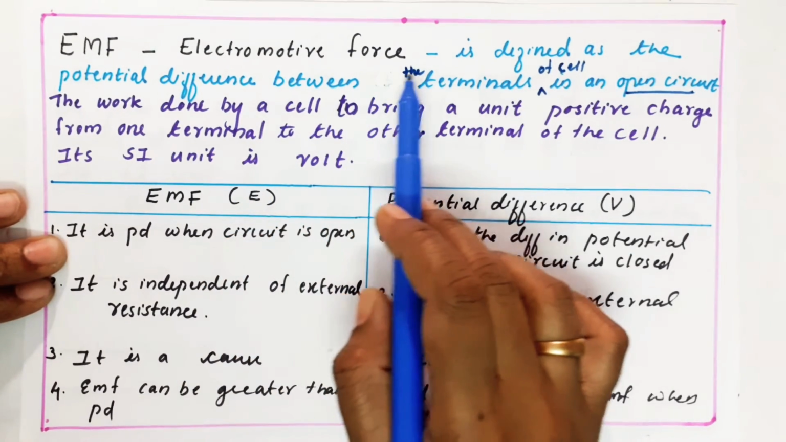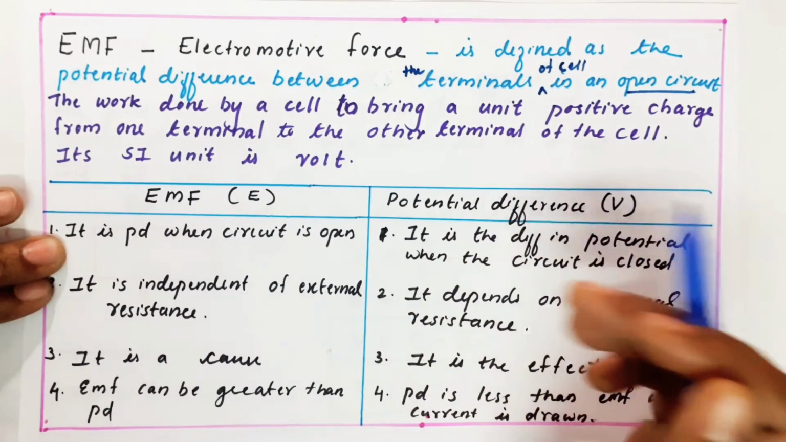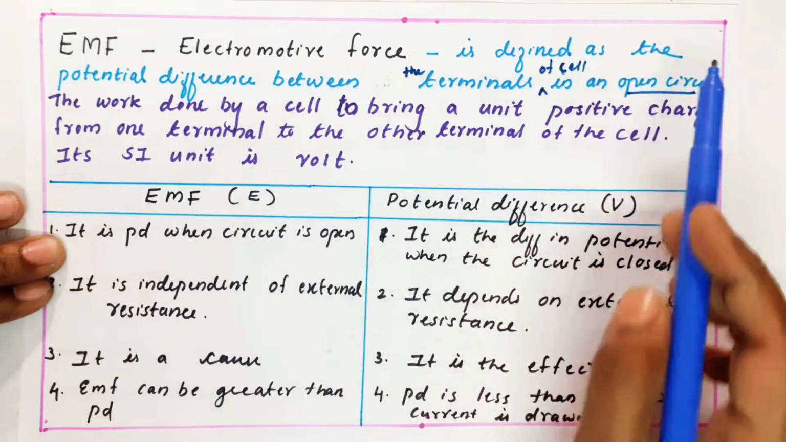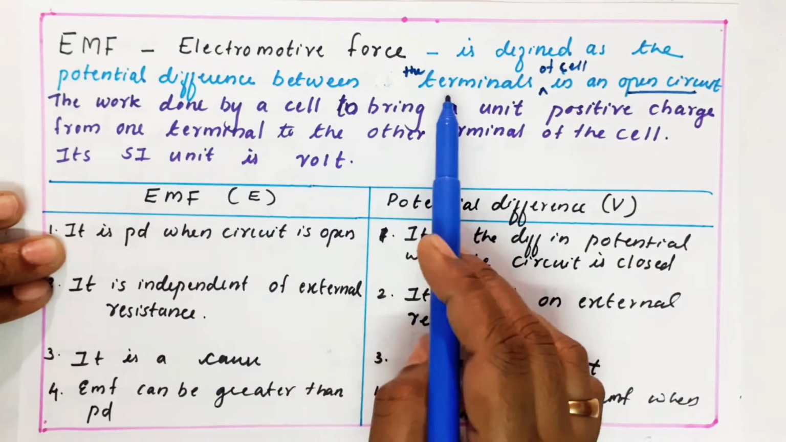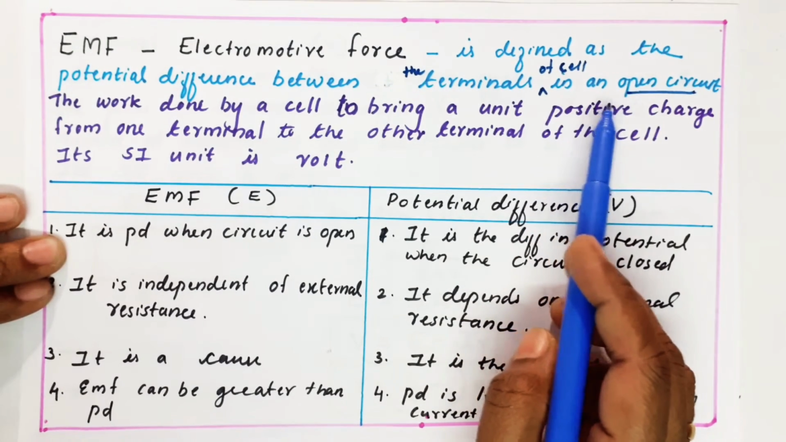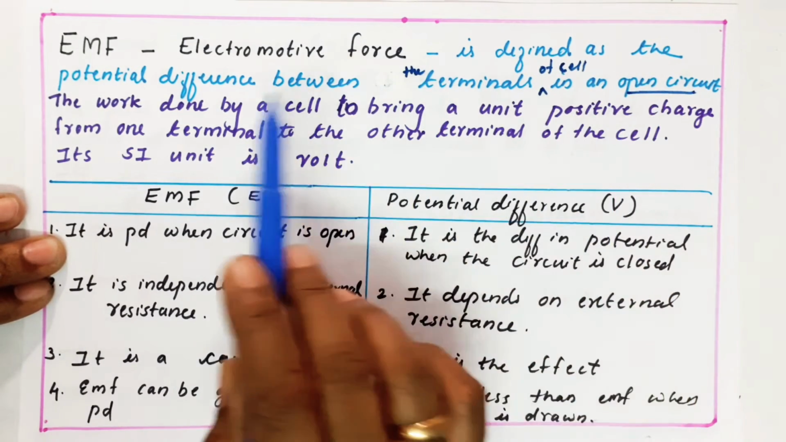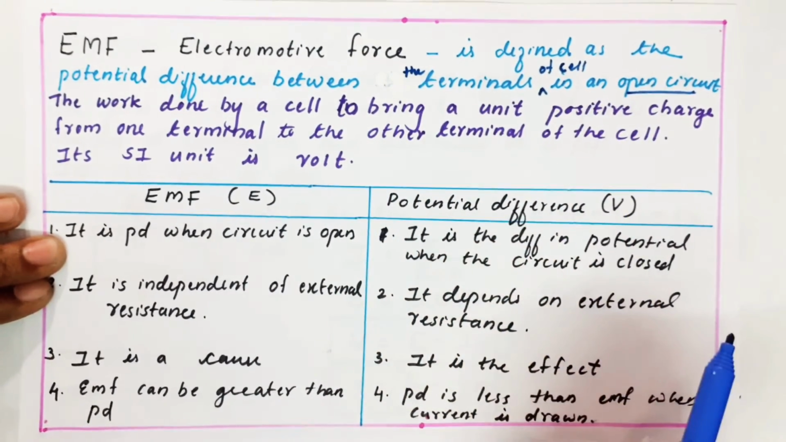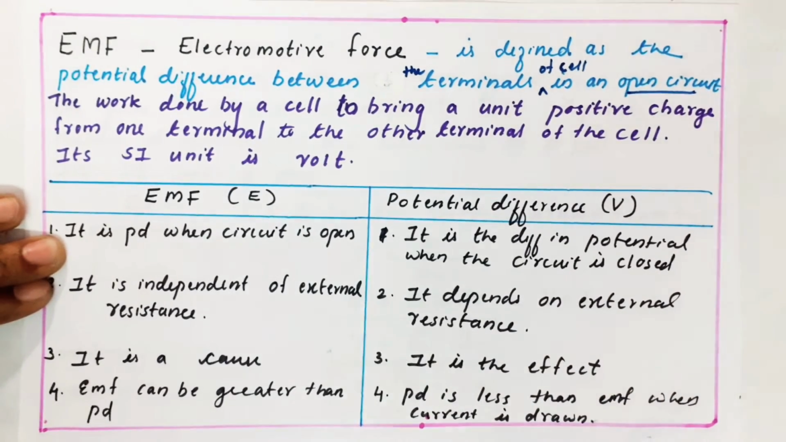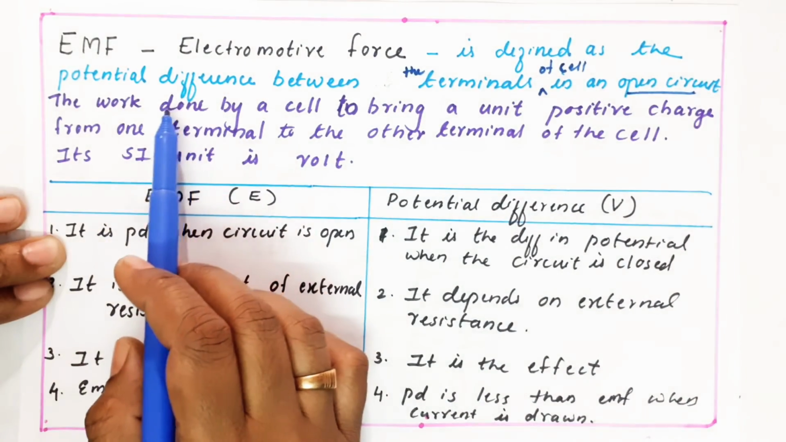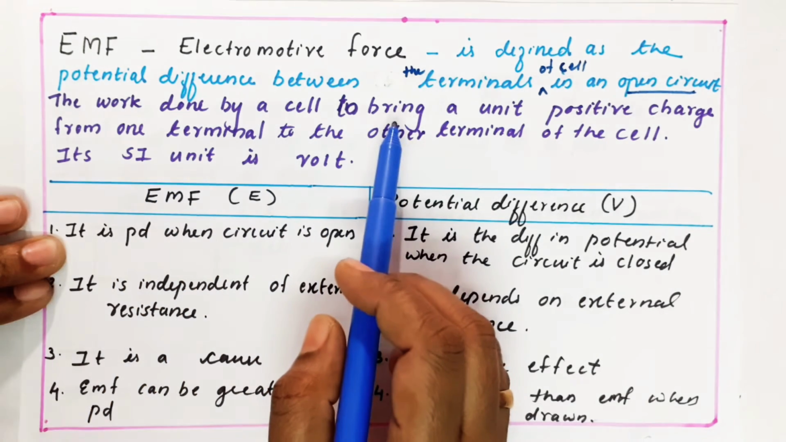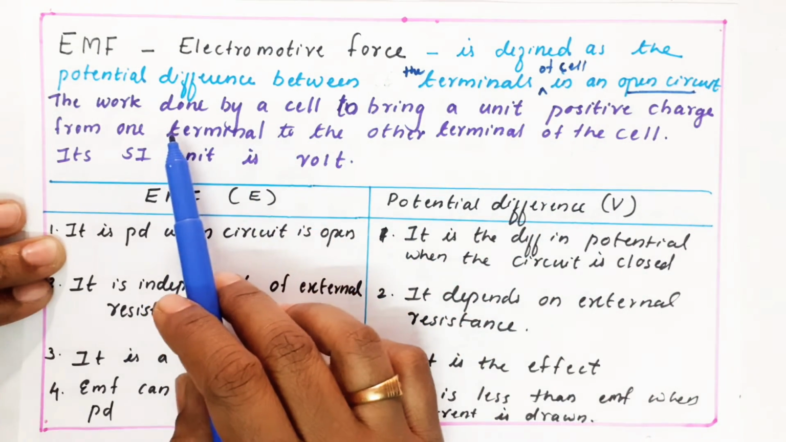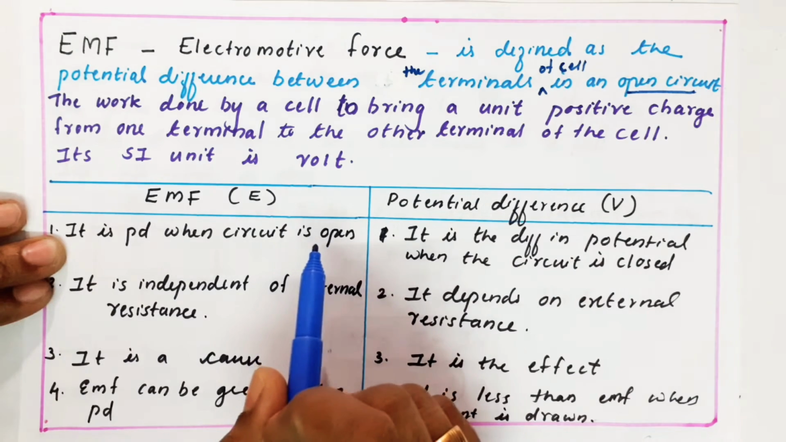EMF is called Electromotive Force. As a name, it gives force, but it's not a force. It is defined as the potential difference between the terminals of a cell in an open circuit. It is also called the work done by a cell to bring a unit positive charge from one terminal to the other terminal of the cell.